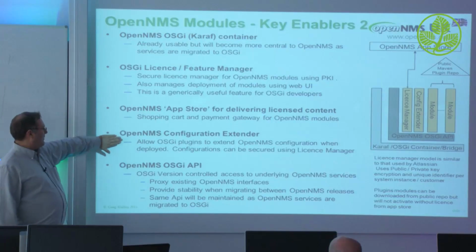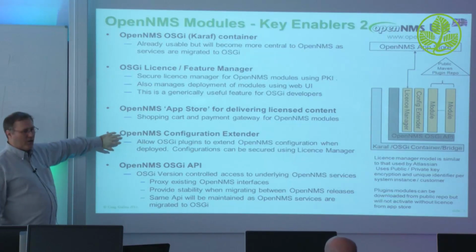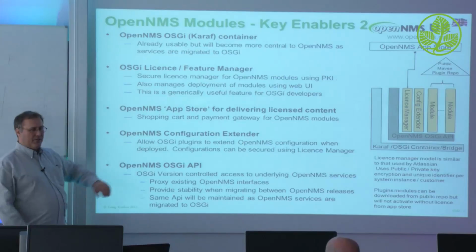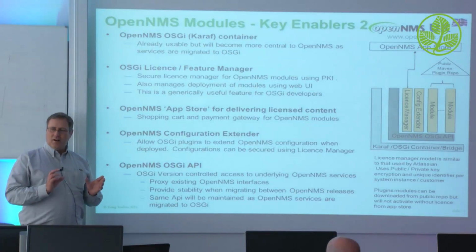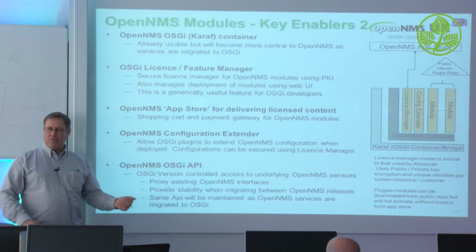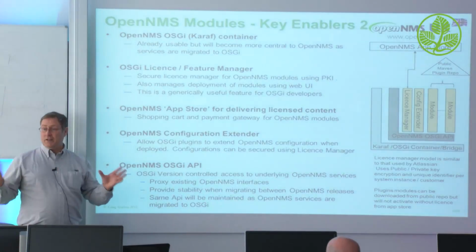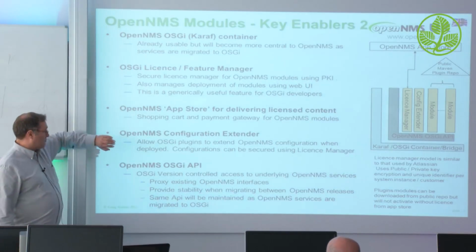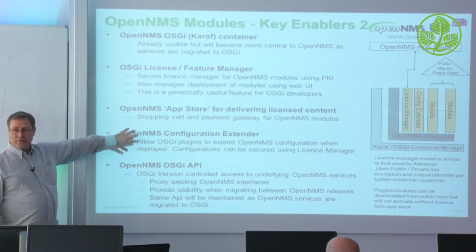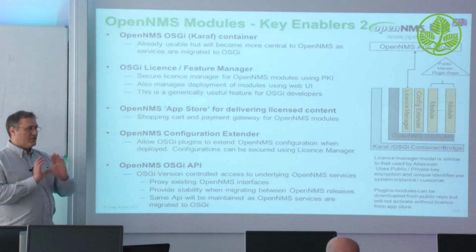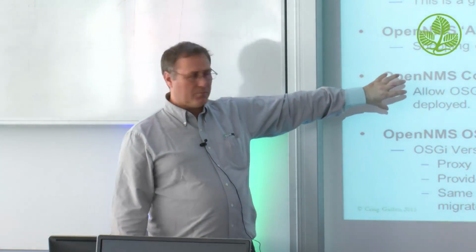We don't yet have a generically good way of extending OpenNMS configurations. If we were to get to this idea of having an OSGi bundle that dropped in and gave you all the configurations for Juniper, we don't have a way to do that yet. So that's work that's necessary if we're going to do that. That would be another OSGi feature that we need to provide.